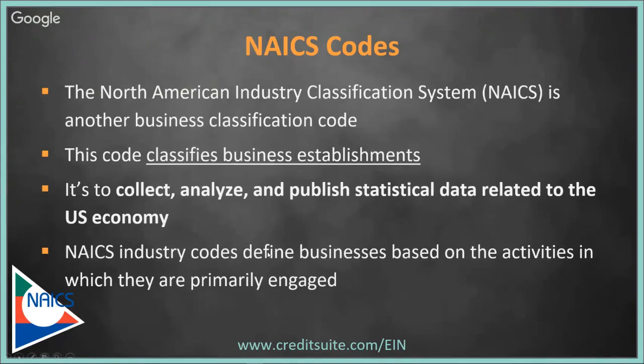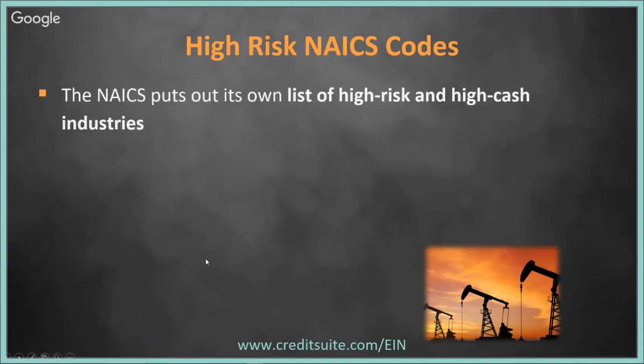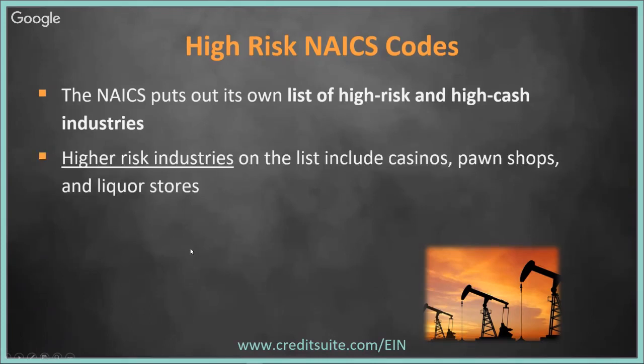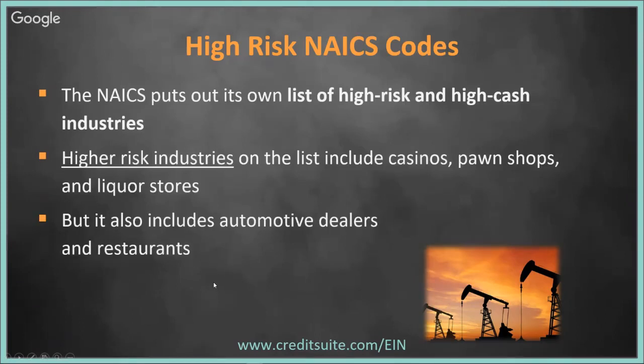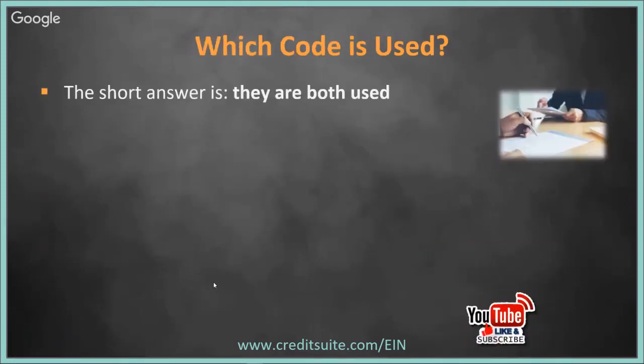I'm not sure if I'll have a chance here to tell you the number of industries in each, but NAICS radically expanded the amount of industry classifications. As more and more industries have developed, it became harder to put them into the segments of the SIC code. So the NAICS was created partially to help reduce that problem. The NAICS puts out its own list of high risk and high cash industries. Higher risk industries on the list include casinos, pawn shops, liquor stores, but it also includes automotive dealers and restaurants as well.